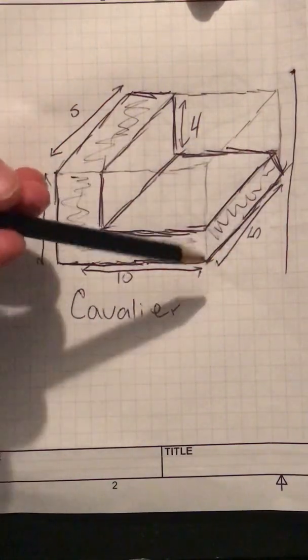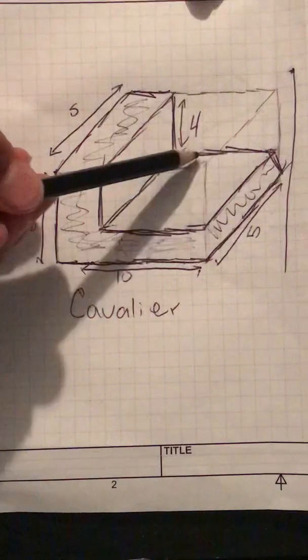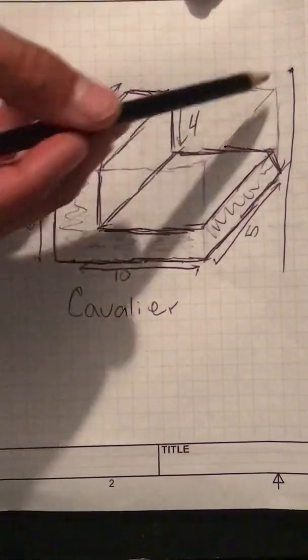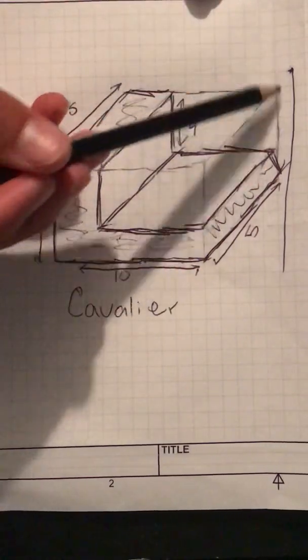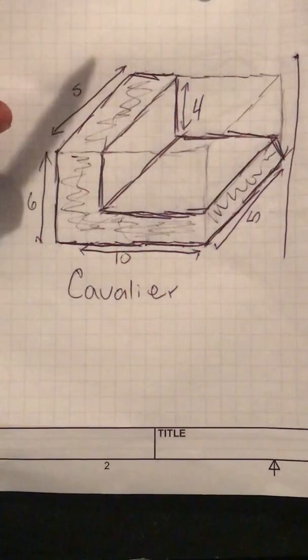And then I started shading in my height, some more of my height again, my width again, my depth, my width, and my height one more time. And I got my little rectangular prism thing.